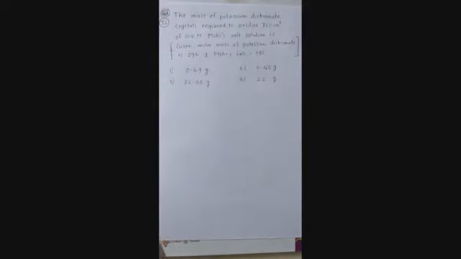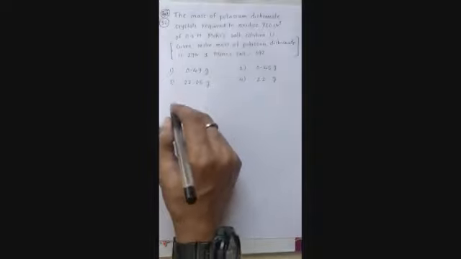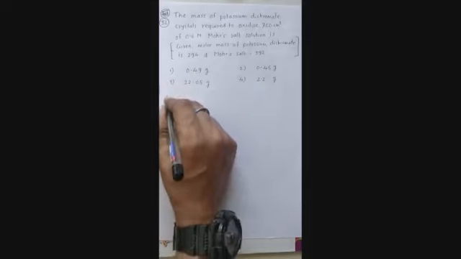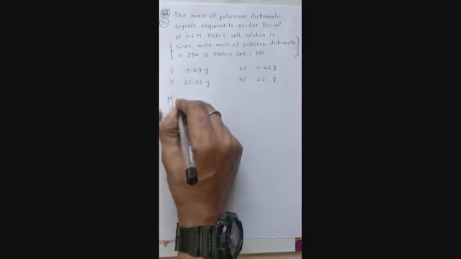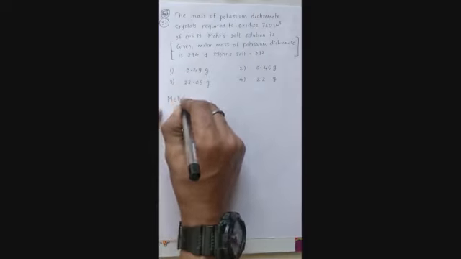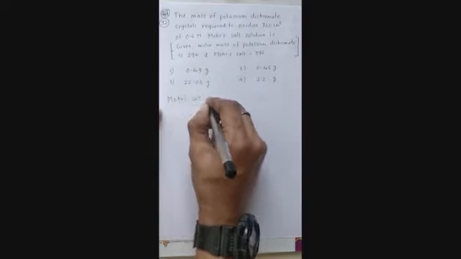Let us solve next question. Question number 32. The mass of potassium dichromate crystals required to oxidize 760 centimeter cube of 0.6 molar Mohr's salt solution is, and we are given molar masses of potassium dichromate and Mohr's salt. So first thing first, let us see Mohr's salt. Formula for Mohr's salt: ferrous ammonium sulfate. Ferrous ammonium sulfate is famously called Mohr's salt.